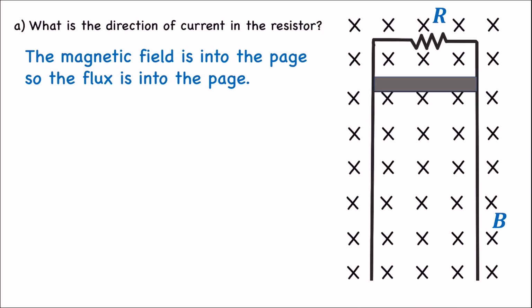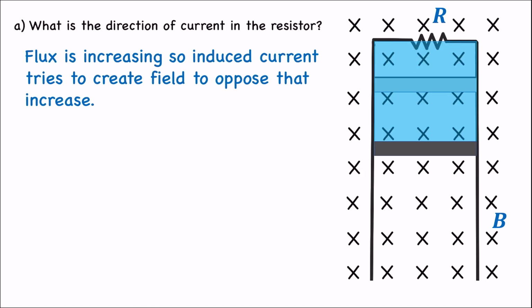So here the field is into the page, which means the flux is also into the page. As the bar falls, the area enclosed by the loop containing the bar and the resistor is increasing. And since flux is magnetic field times area, that means the flux is increasing. To stop the flux from increasing, I would want an induced current to create a field to oppose this. So that would mean the induced field is going to be out of the page.